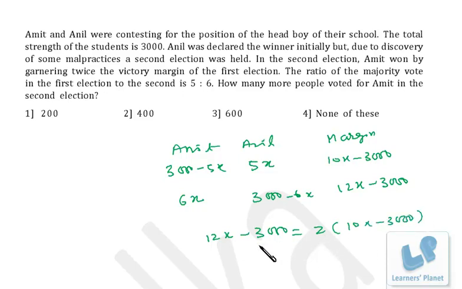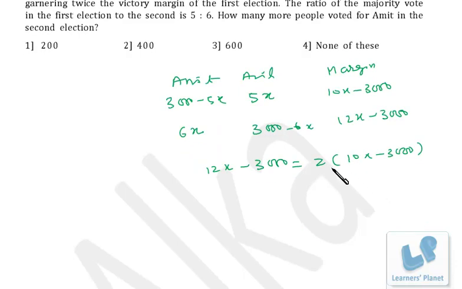So we just have to solve the equation. It's very simple. 20 minus 12, 8x is equal to 3000. And here we have to find out how many more people voted for Amit in the second election. So the difference of this and this. So 6x minus (3000 minus 5x), that means 11x minus 3000 we have to find out, right? So 200, 400, 600 is the answer.